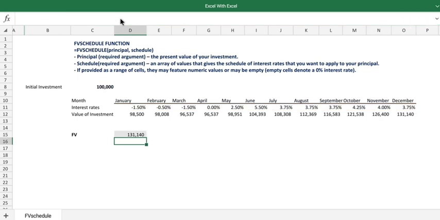What we discover is that the value we have in December using the traditional way of calculating future value is the same value we end up with using the FVSchedule function. So that's how the future value schedule function works basically.